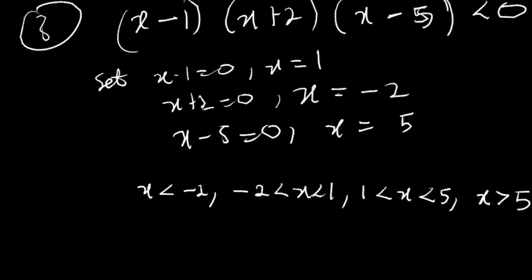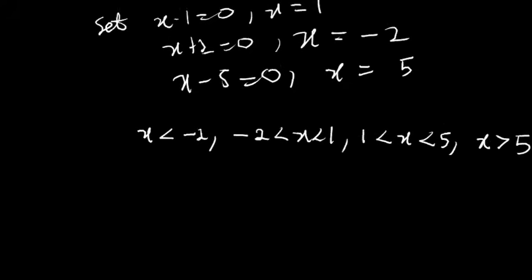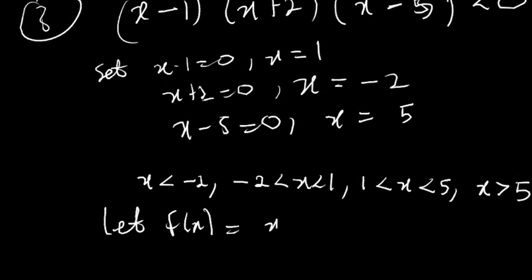Now here comes the trick. Do not use a sign table to solve this. So what are we now going to do? You let what we did earlier, let f of x be equal to x minus 1, x plus 2, and then x minus 5.